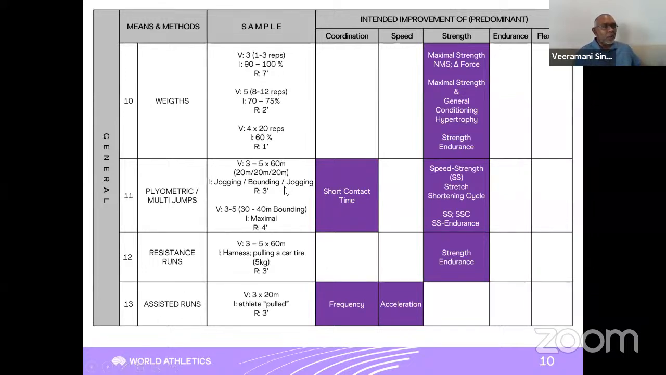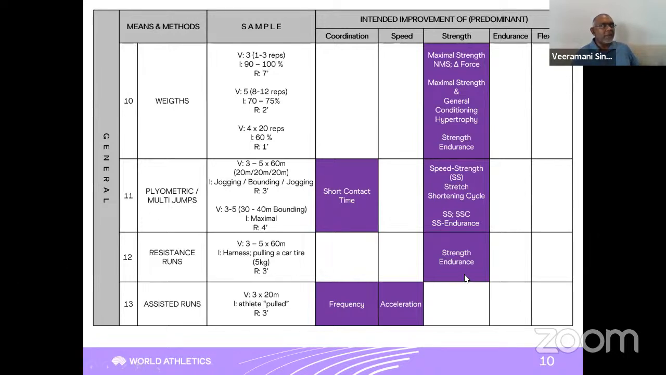Plyometrics, on the other hand, could be boundings, for example here you see jog, bound, jog, could be an option. Or hurdle hops could be part of that. Here you can also see 30 to 40 meters bounding, effort maximum, rest 4 minutes. So all focusing on short ground contact. So this is neuromuscular coordination related. Also focuses on speed strength, the stretch shortening cycle, SSC in short form.